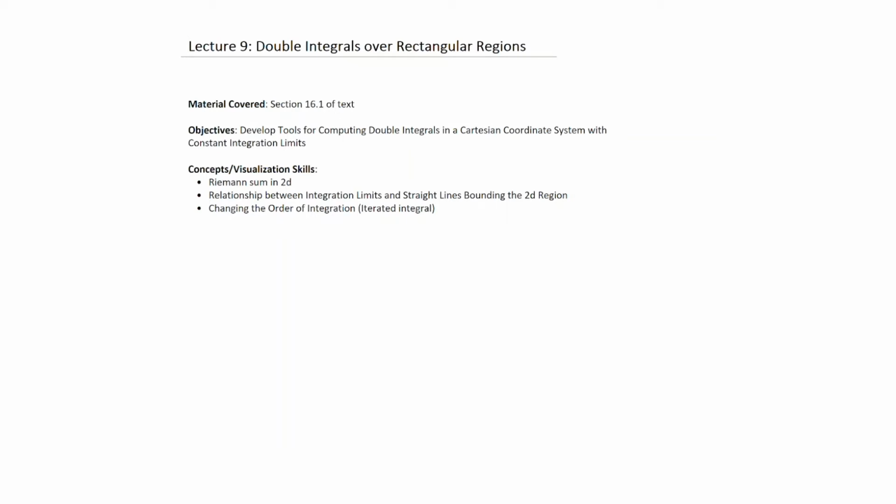And the objectives are to develop tools for computing double integrals in a Cartesian coordinate system with constant integration limits. And the concepts and visualization skills that you'll acquire are what we mean by a Riemann sum in 2D. I mean, all problems in integration basically evolve from a sum and in the limit become an integral. Secondly, the relationship between integration limits and straight lines bounding the 2D region.